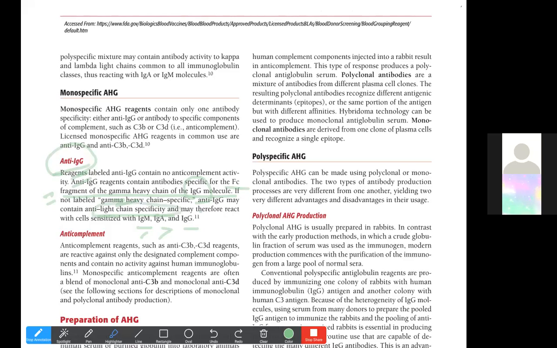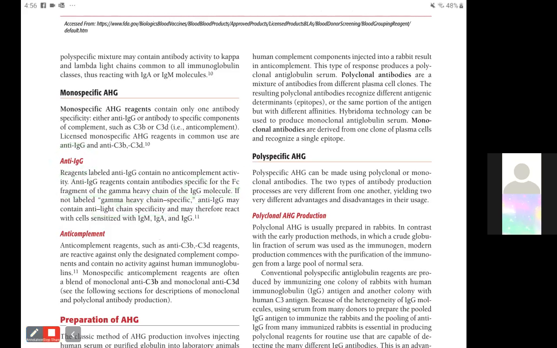So if they have antibodies specific for the Fc fragment of the gamma heavy chains of the IgG, then they are specific for only the IgG. But if they have specificity against the light chain, then they can cross react with cells sensitized with the IgM or IgA.